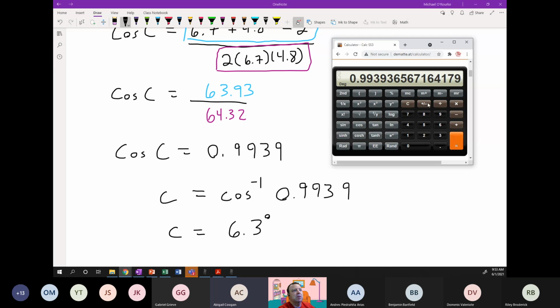64.32. So we have this number here. Press second function or shift on your calculator, and then there should be a cos to the -1, above where your cos is. Press that button. Did you get 6.3, or did you have to press equal after?